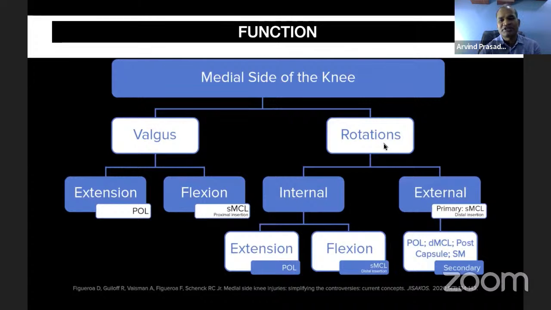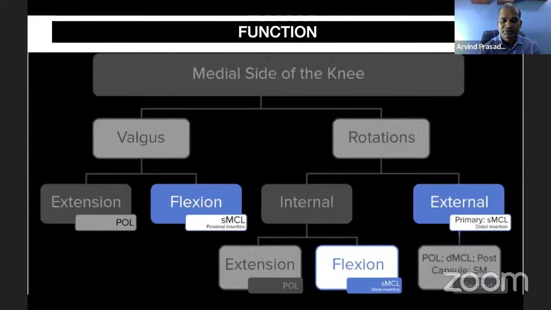Then in the rotation, there is internal rotation and there is external rotation. Again, internal rotation at extension, that is the posterior oblique, and at flexion, this is the superficial medial collateral. And for external rotation stability, it was initially said that it is the posterolateral corner that prevents the external rotation of the tibia. But a recent study published in 2020, which is well researched, said that the medial collateral ligament, particularly the superficial MCL, and the posterior oblique also prevent the rotation of the tibia around the knee joint. So this was in the extension, now this is in the flexion.